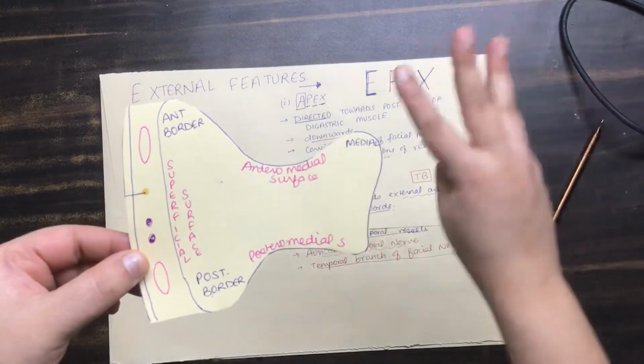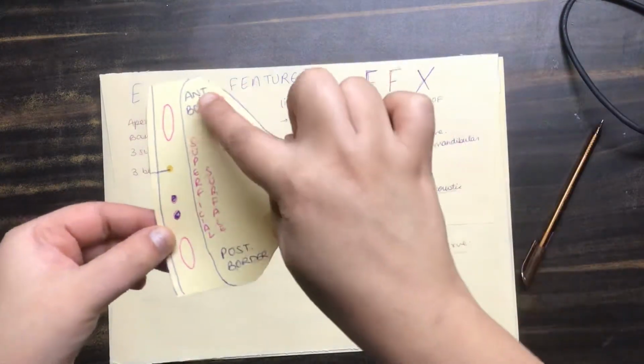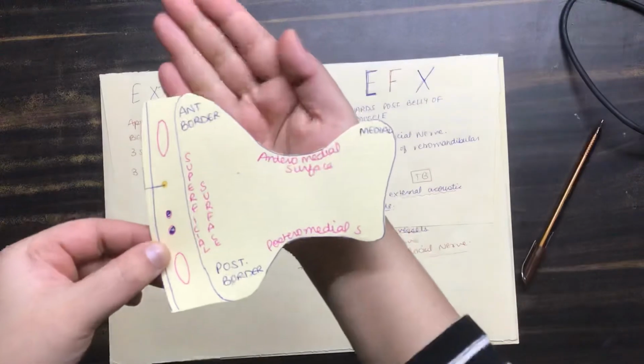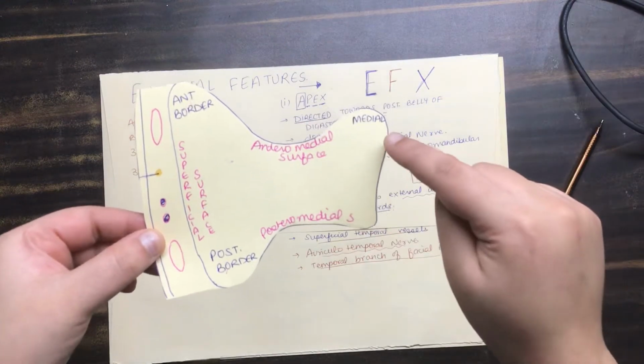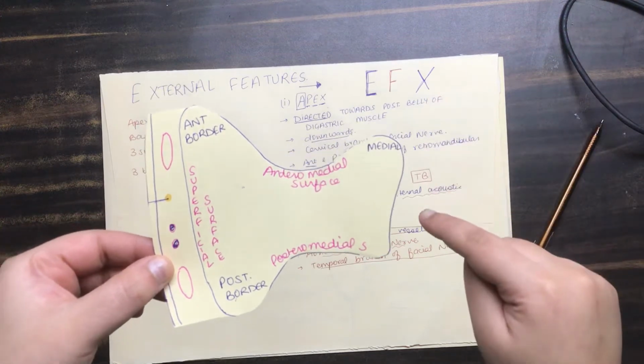So we have these three features which we can see for the borders of the gland. First of all, we have the anterior border, which is resting on the masseter muscle; the posterior border, in relation to the sternocleidomastoid; and the medial border, in relation to the lateral wall of the pharynx.